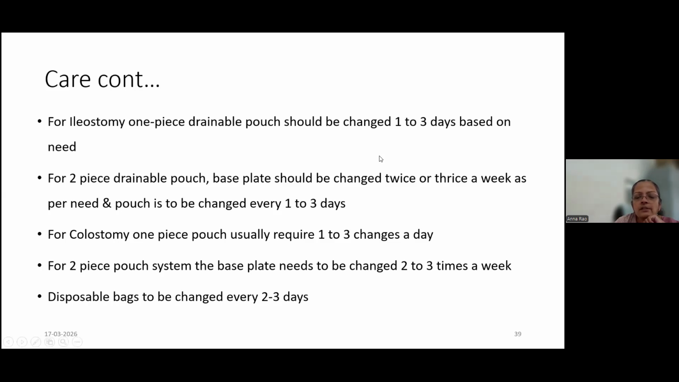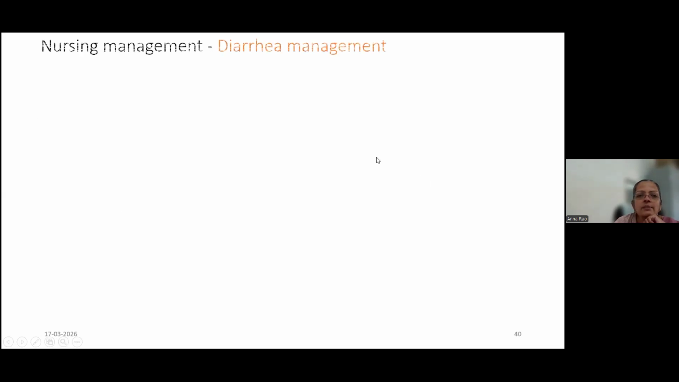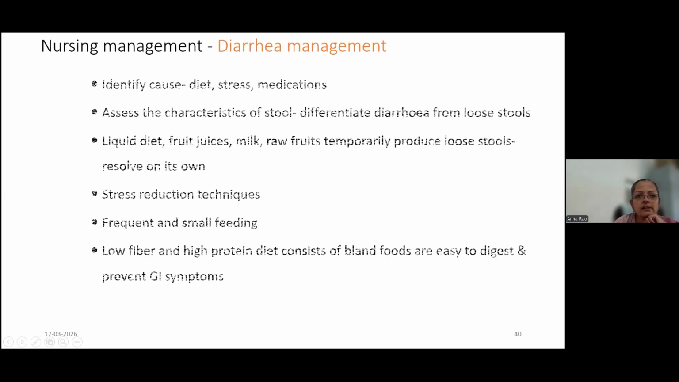Because in India, such things are very costly, so they may go on reusing. Okay, but then it will have a limit of its own. The material will have its own limits. Diarrhea management, how to go about it.